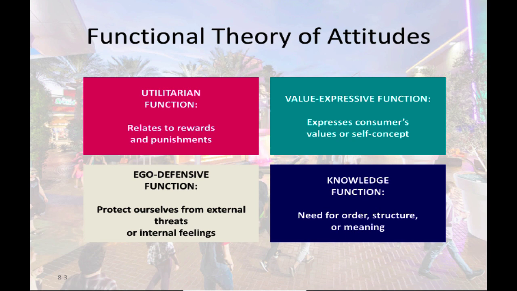A researcher named Daniel Katz developed the functional theory of attitudes to explain how attitudes facilitate social behavior. This theory suggests that attitudes exist because they serve some function for the person. So two people can have an attitude toward the same object, but for very different reasons.